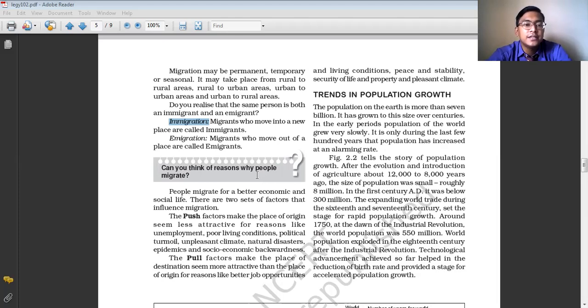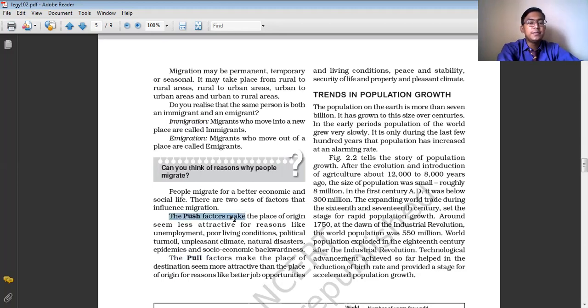These various reasons can be grouped into two different factors. There are two different factors of migration, and under these there are various causes. So what are these two factors of migration? They are the push factor and the pull factor. These are the two important factors of migration.